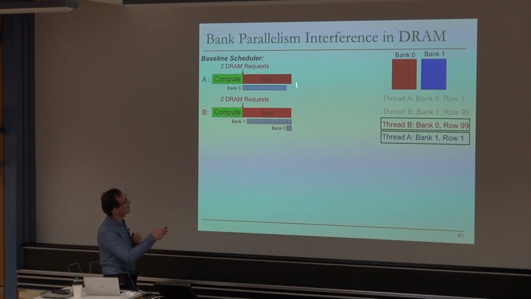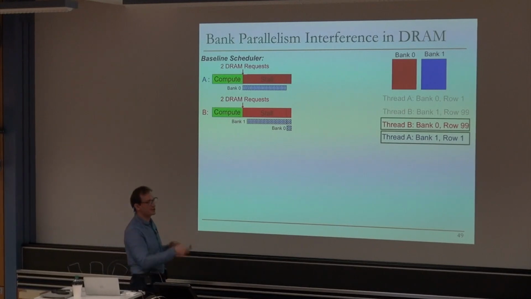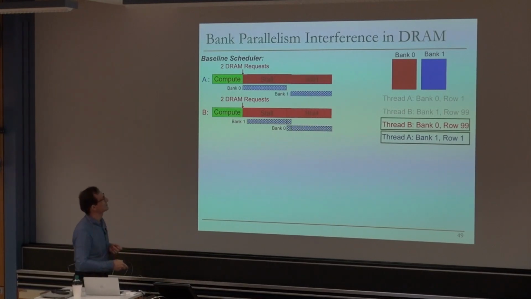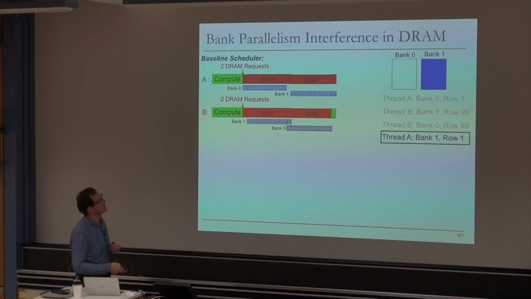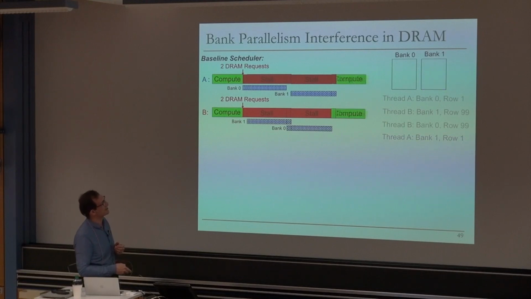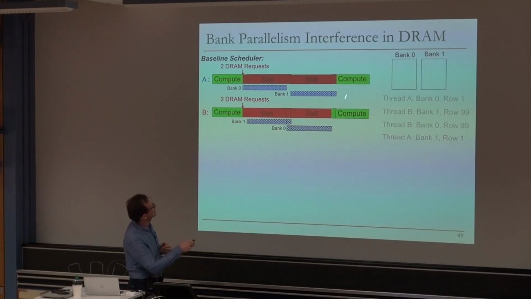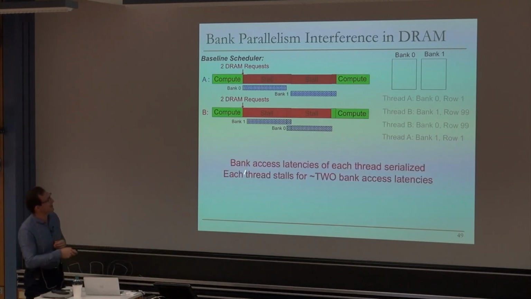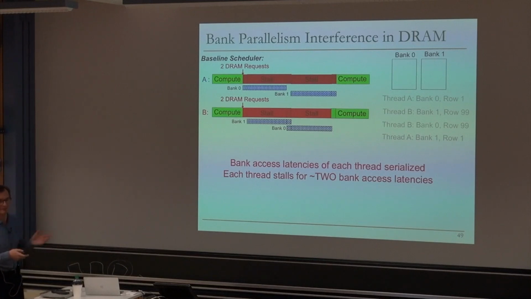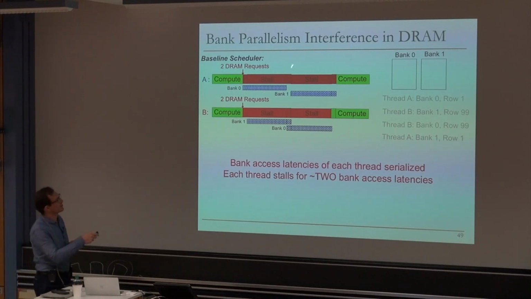So even though the threads received one data element, one of the DRAM requests, they cannot continue because they're waiting for the other data element. Right? So both of them stall for a while. Until this request is done, its data is sent back, and until this request is done, its data is sent back, and then the threads can continue computation. So what happened right now was bank access latencies of each thread were serialized. As a result, each thread stalls for approximately 2 bank access latencies, as you can see over here. Basically, each thread's requests were serialized.